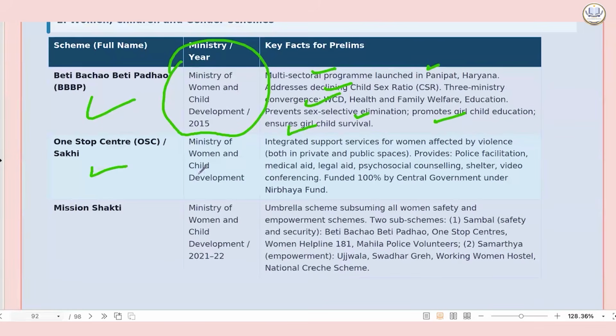One Stop Centre, Sakhi, Ministry of Women and Child Development, provides integrated support services for women affected by violence in both private and public spaces. It provides police facilitation, medical and legal aid, psychosocial counseling, shelter, and video conferencing, funded 100% by the central government under the Nirbhaya Fund.